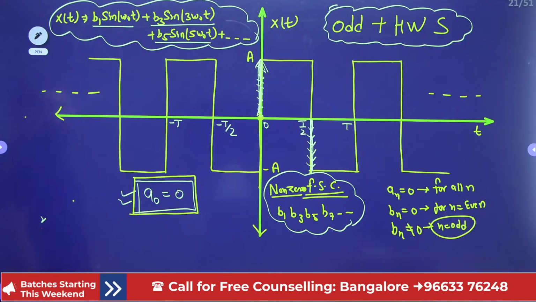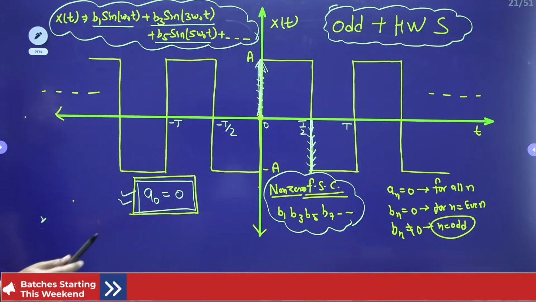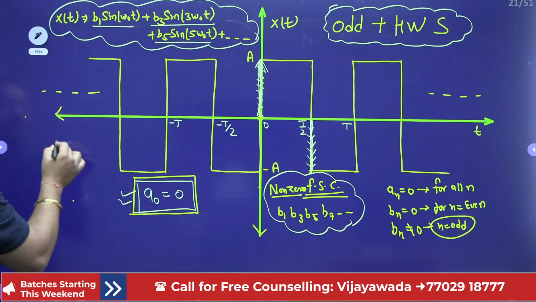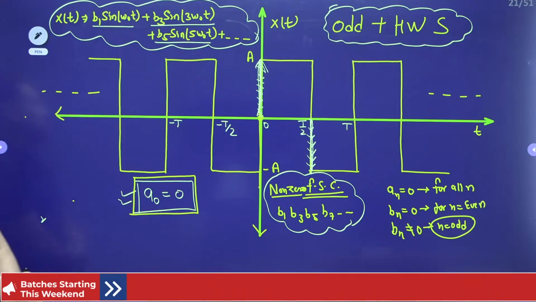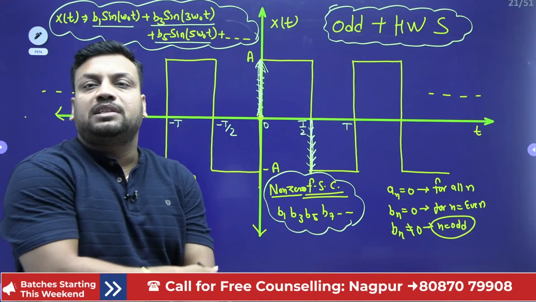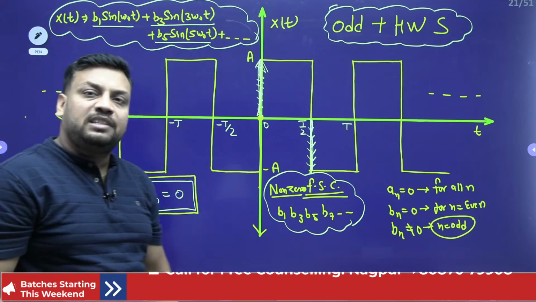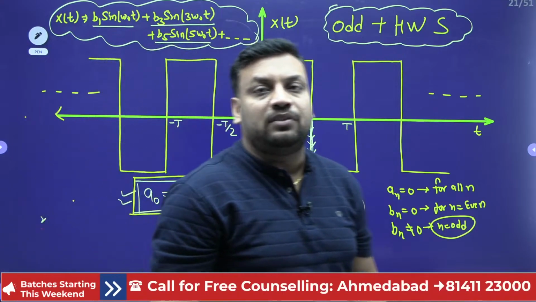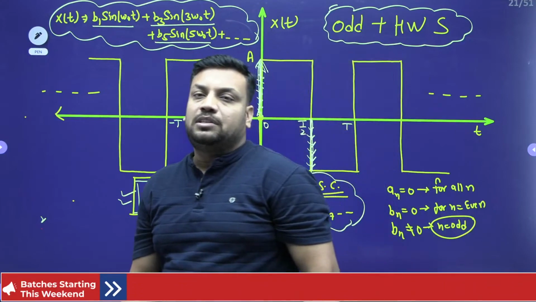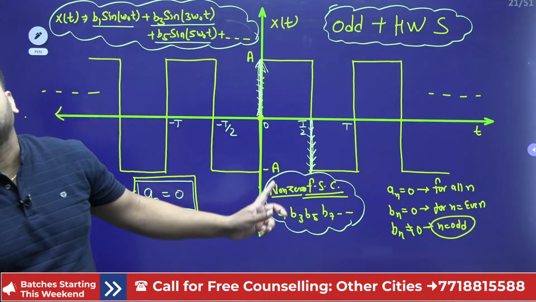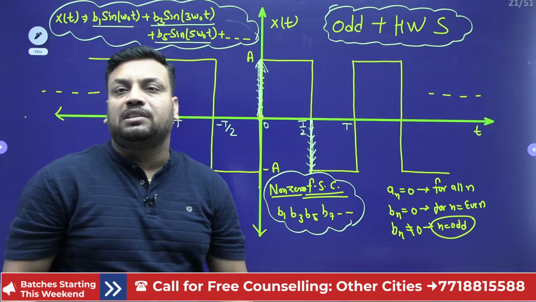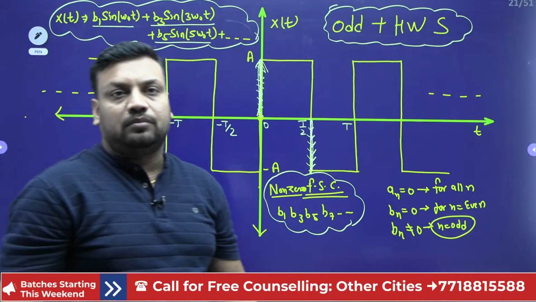Now student, what about the Cn value? Is Cn imaginary or real? Tell me why. Will the exponential Fourier series coefficient be real or imaginary? The exponential Fourier series coefficient will be imaginary because the signal is an odd signal.